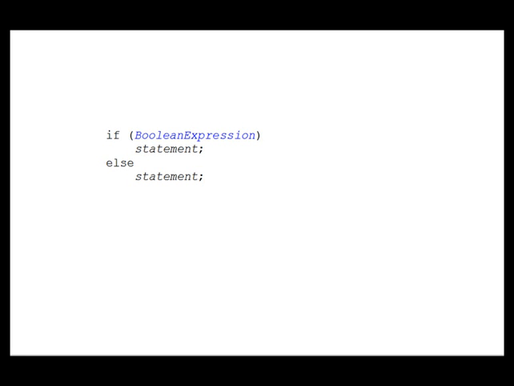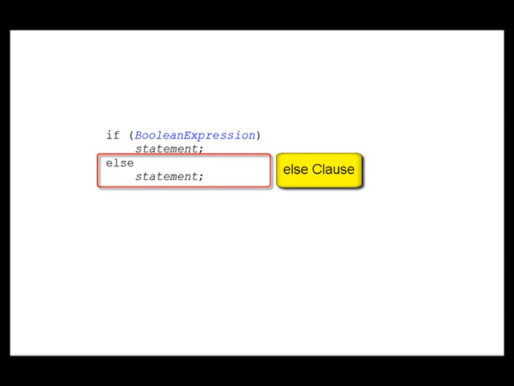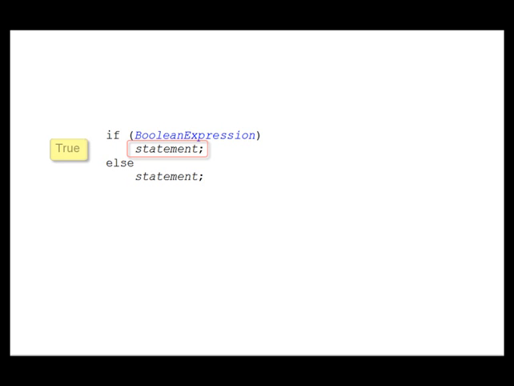Now here on the screen you see the general format of how you write an if-else statement. The statement has two parts. It has an if clause and it has an else clause. When the statement executes, the Boolean expression is tested, and if it's true, the statement following the if clause is executed. If the Boolean expression is false, the statement following the else clause is executed.